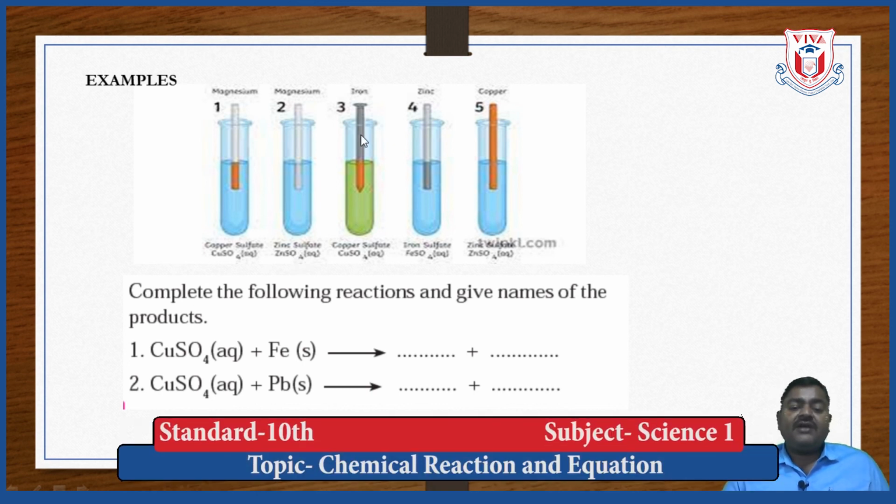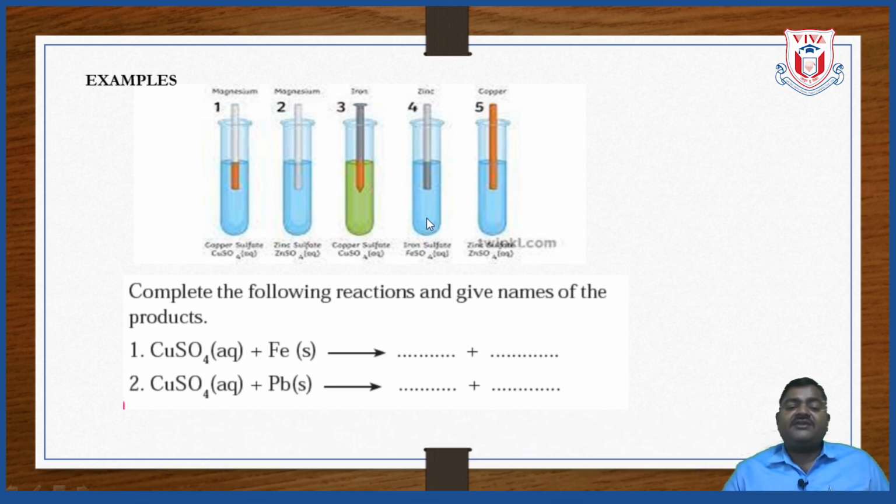थर्डला आयरन नेल आहे, लोखंडाचा खिळा, तो टाकलेला आहे कॉपर सल्फेटच्या सोल्युशनमध्ये. फोर्थला आहे फेरस सल्फेटचं सोल्युशन आहे, त्याच्यामध्ये झिंक, जस्ताची पट्टी बुडवू शकतो आपण. कॉपर, तांब्याची तार तुम्ही बुडवू शकता याच्यामध्ये. आणि इथे आहे ZnSO4. इथे सुद्धा डिस्प्लेसमेंट रिॲक्शन होते, विस्थापन अभिक्रिया होते. कशी होती ती बघा. इथे कंप्लीट द फॉलोइंग रिॲक्शन, गिव्ह द नेम्स ऑफ द प्रॉडक्ट. इथे सांगितलं आहे तुम्हाला, हे तुमच्या पुस्तकामध्ये पण तुम्हाला दिसेल. पहिला CuSO4 ॲक्युअस. ॲक्युअस म्हणजे पाण्यातलं द्रावण.